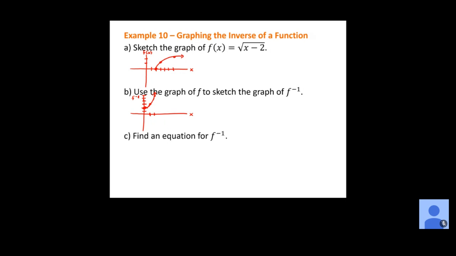Now, if we look at that graph, what you can probably notice is it looks like half of a parabola. And so in that case, we know that the inverse function is going to be like an x squared function. It shifted up 2 units this time. And so our equation for f inverse of x is just going to be x squared plus 2.